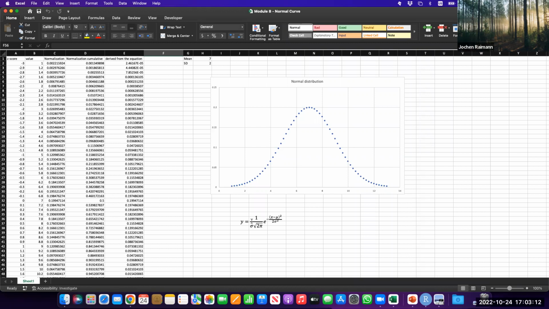You find it calculated here. It's Euler's number to the power of minus x minus mu, where x is the individual entry and mu is the mean, squared, divided by 2 sigma squared. It looks more complicated than it is, but it basically defines this equation exactly. You don't need to know this. What's sigma here? Sigma is the standard deviation.